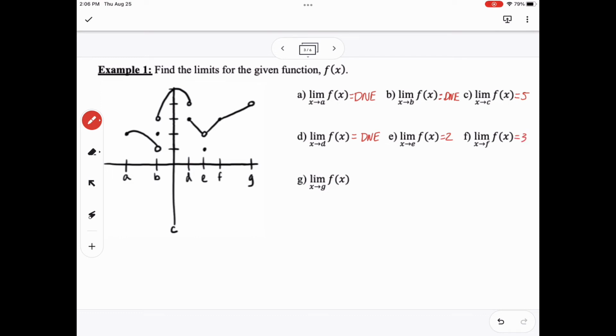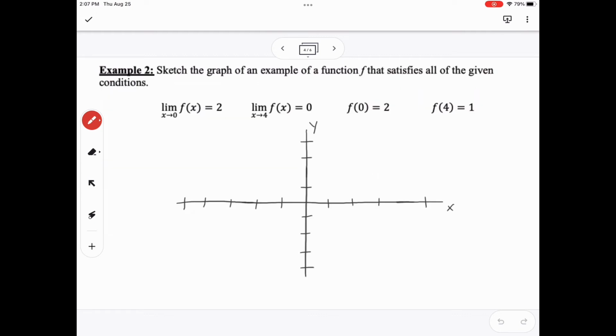For E, it would be 2. Even though it's an open circle and it's defined below, we're still both approaching 2 from both sides. F, it's 3 because we're approaching pretty easily there. And for letter G, it would be does not exist as well because you don't have the limit, or the function is not approaching from the right side, only from the left.